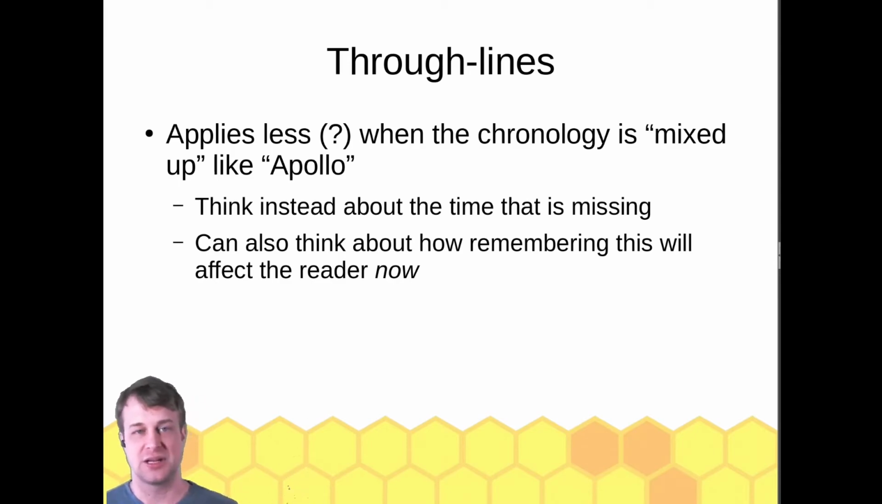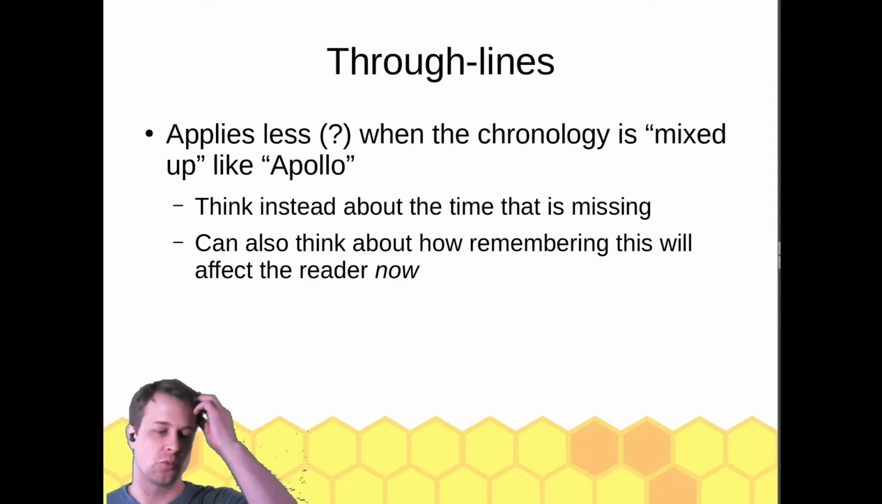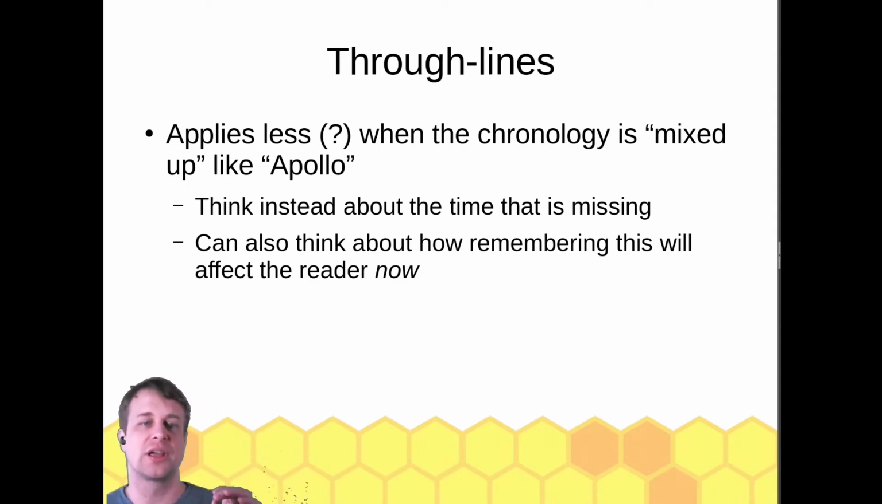Another way that we can apply through lines to that story is to think about how our narrator remembering these events and realizing what happened to Raphael, how is this going to affect the narrator? That's the wrong word. It should say, also think about how remembering this will affect the narrator now. So how is this character going to move forward with their life now that they know they basically ruined Raphael's life and got him potentially killed?